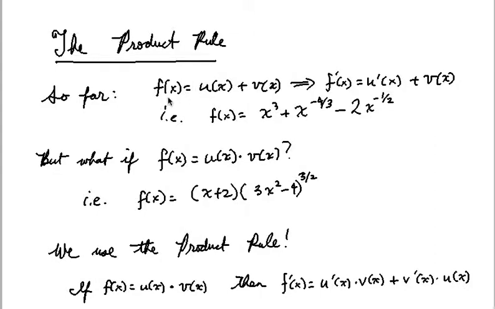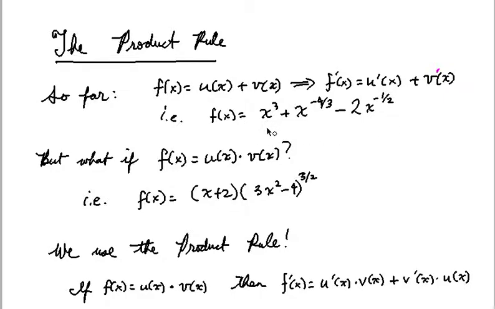Okay, so far we've differentiated functions that look something like this, where f of x equals u of x plus v of x, where these are both functions of x, and we know that we can differentiate these by just taking the derivative of each of these and adding them together separately. Oops, that should be a prime there. Okay, and here would be an example: x cubed plus x to the minus 4/3 minus 2x to the minus 1/2. We know how to differentiate this, right?